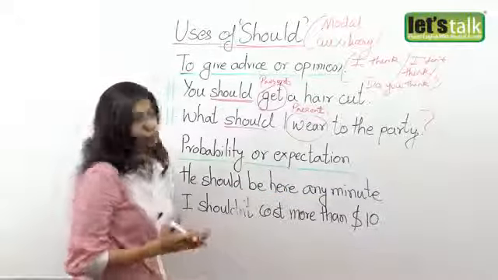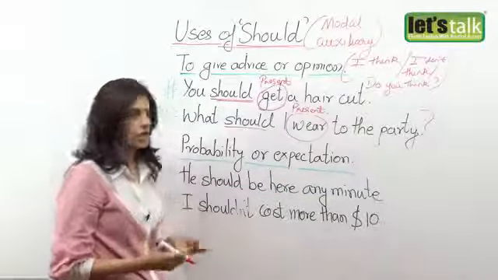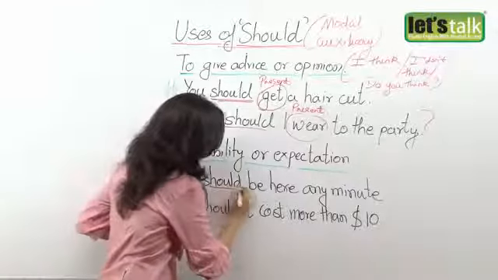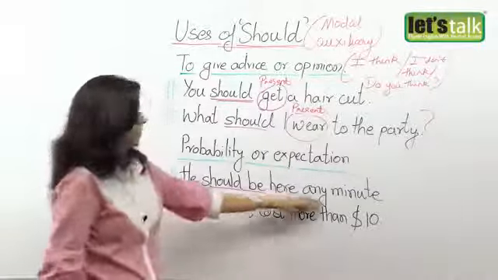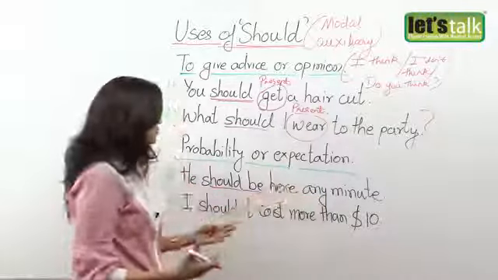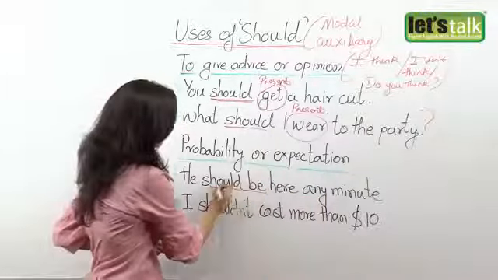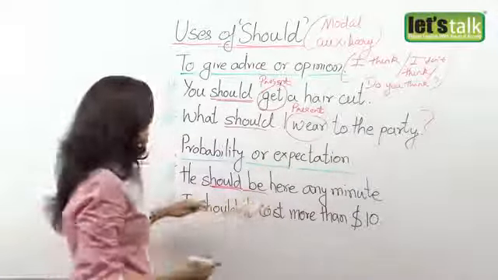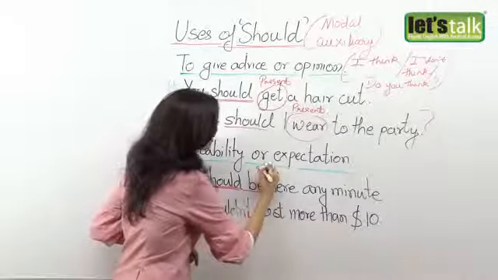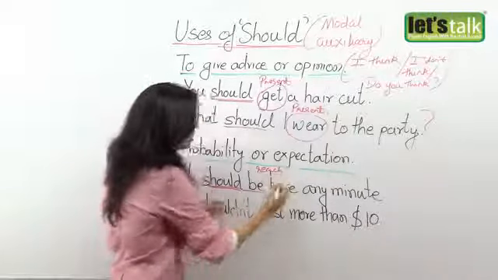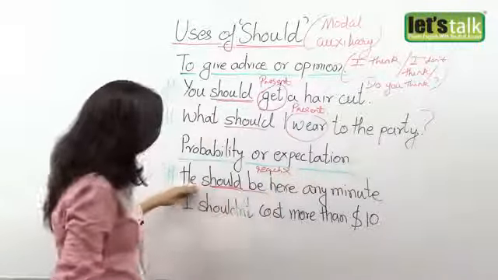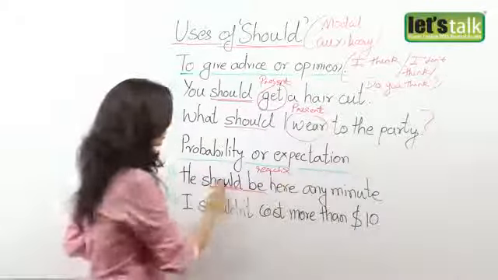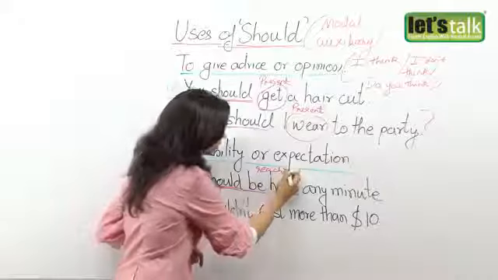Now if you're waiting for your friend at the cinema and you're running out of time, he says, okay, I'm going to be there any minute. So he should be here any minute. Now friends, I would like to tell you one thing. When you use be after should, okay, a lot of people get confused. They say he should be reach here any minute, which is wrong. Now either you say he should be here any minute or he should reach here any minute, but not he should be reach here any minute.